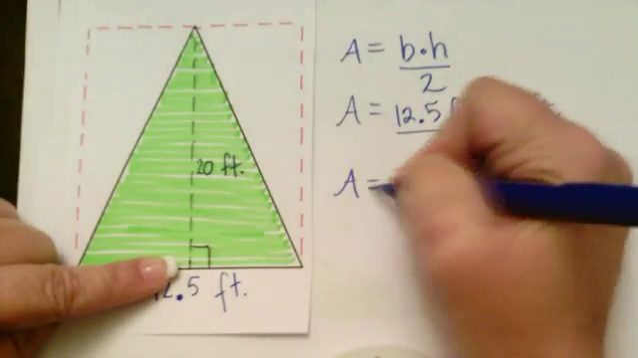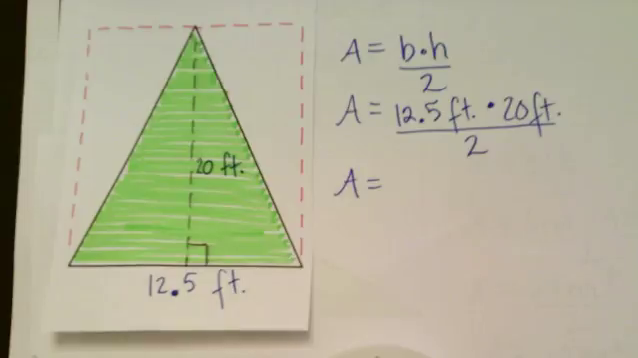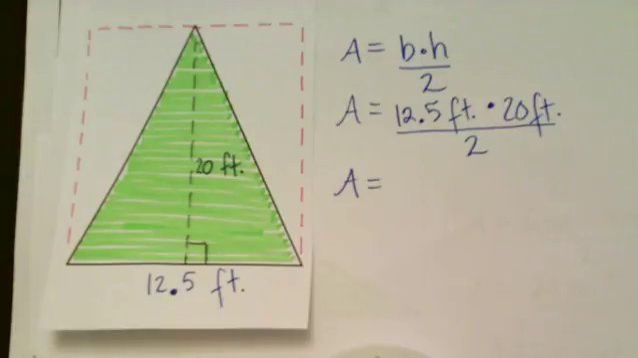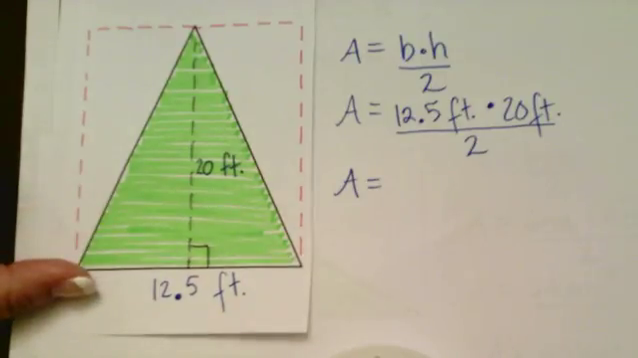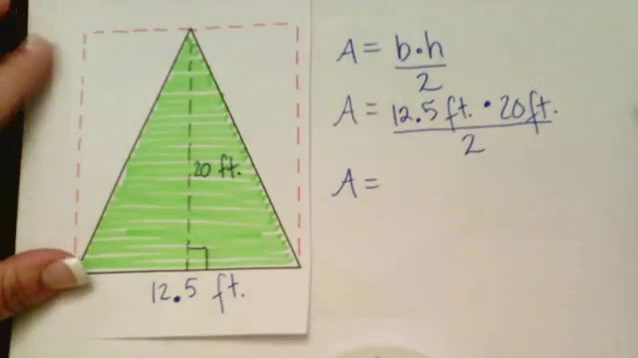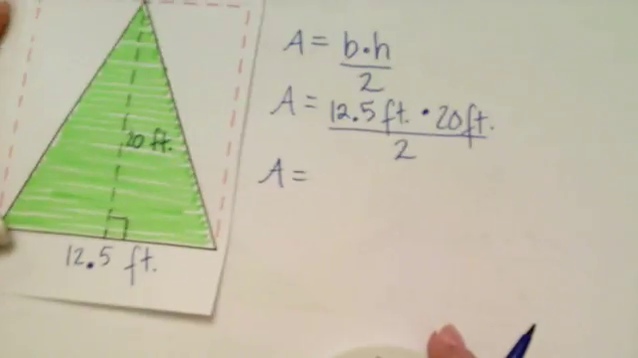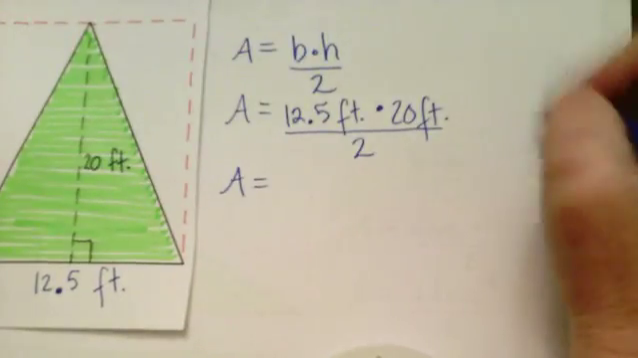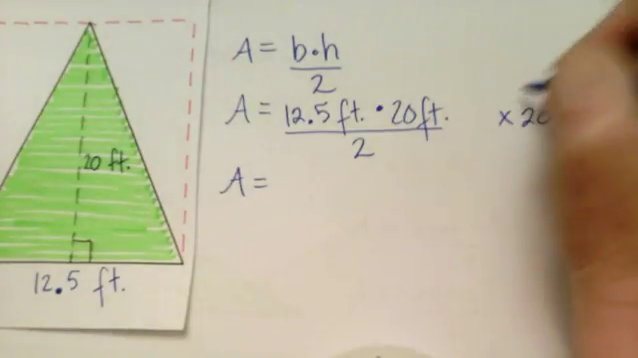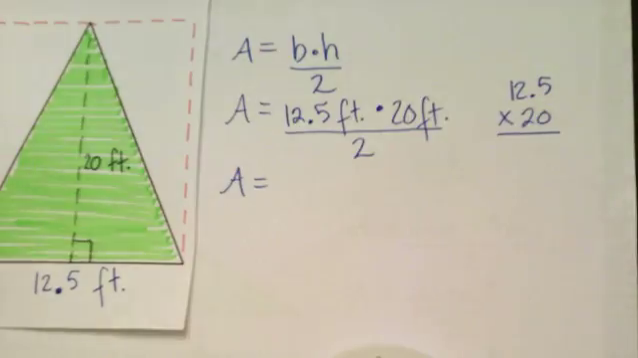So now we're going to go ahead and take care of the calculations. If you want to pause the video here and try the multiplication and division on your own, you can pause here and then come back to check your answer. But I'm going to go over to the side here and take care of my multiplication. So 20 times 12.5, and I'm going to be careful with my decimal.